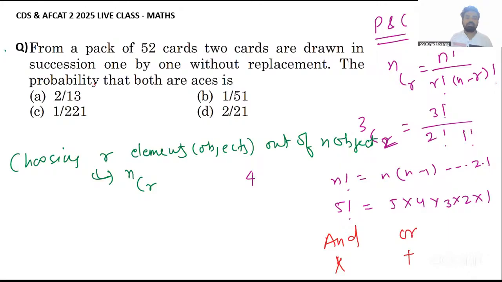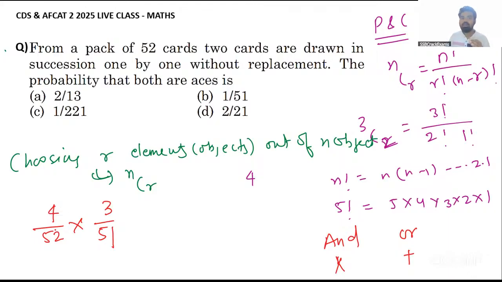So in the first case, the probability that both are aces means first is an ace and second is an ace. For the first, the probability will be 4 upon 52. Now in case of and, one ace has come out and it is not being replaced. So there are only 3 aces now, and the number of cards is now reduced to 51 only. This is how you can calculate using two different probabilities in the scenario of and or.